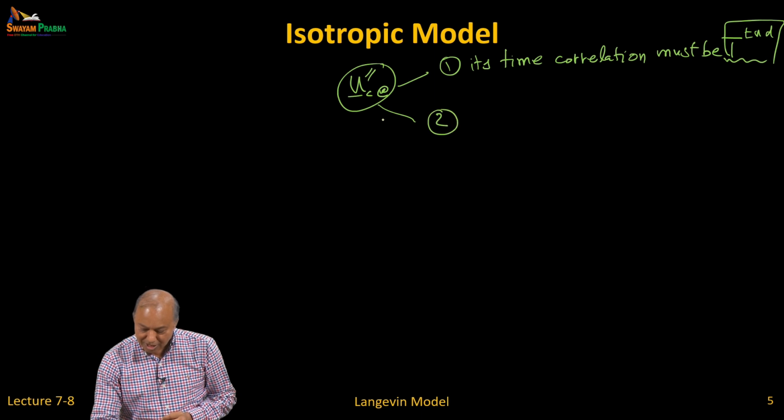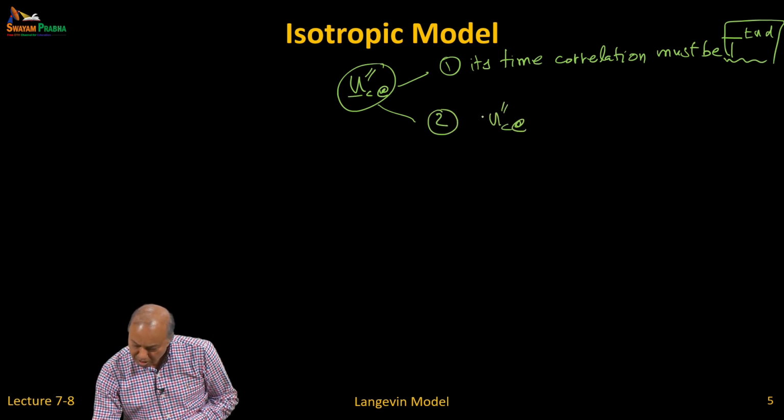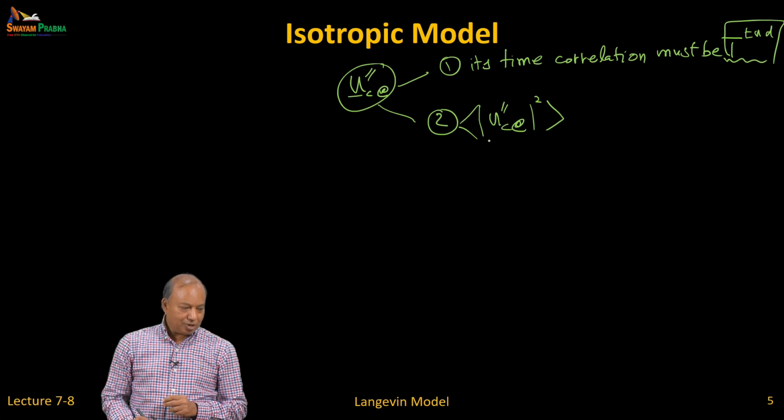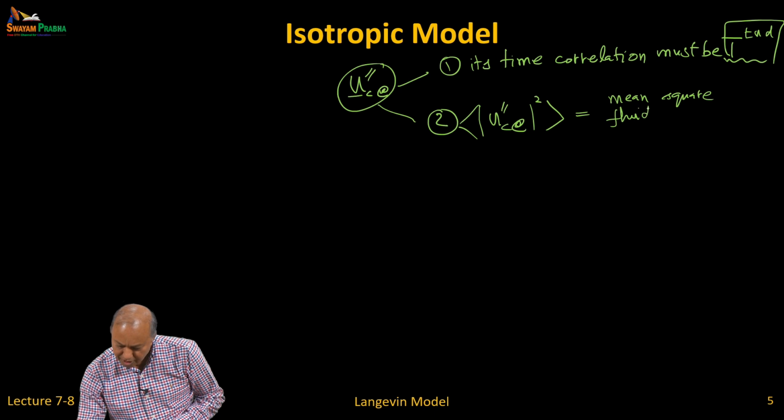The second thing is that the mean square value, this must be equal to the mean square fluid velocity seen by the particle.